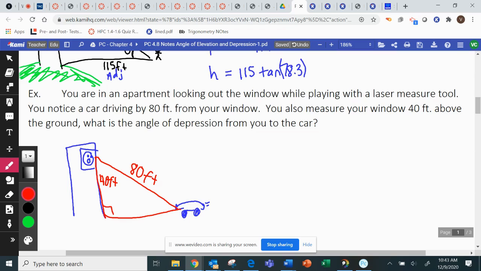We have to find the angle of depression from you to the car. So you are higher than the car. So you are looking down at the car. In order to put that angle of depression in the question, I need to start with the line of sight. I need to have that line of sight first. So once I have the line of sight, then we can look down from that line of sight. And that's where theta is going to go.